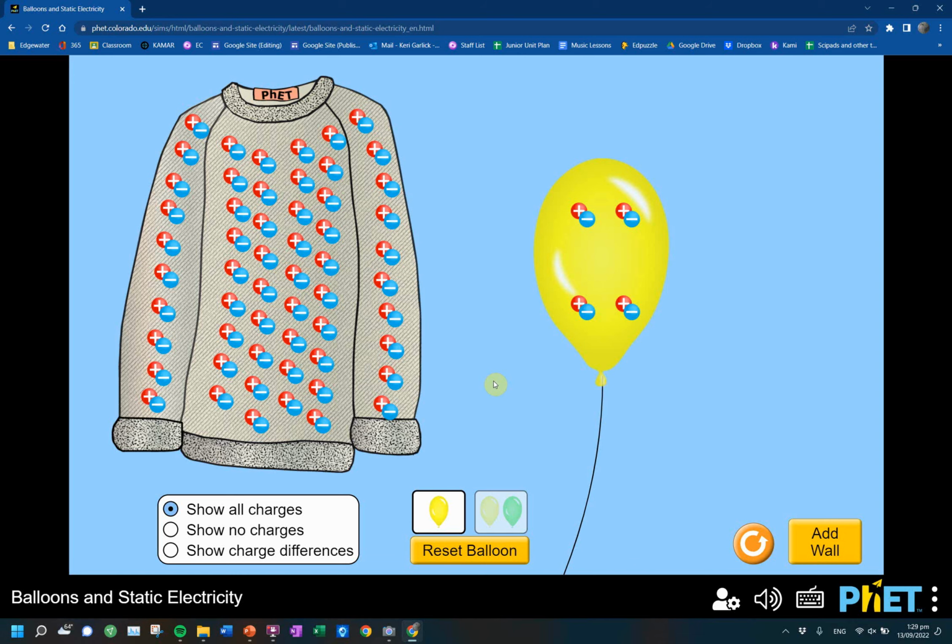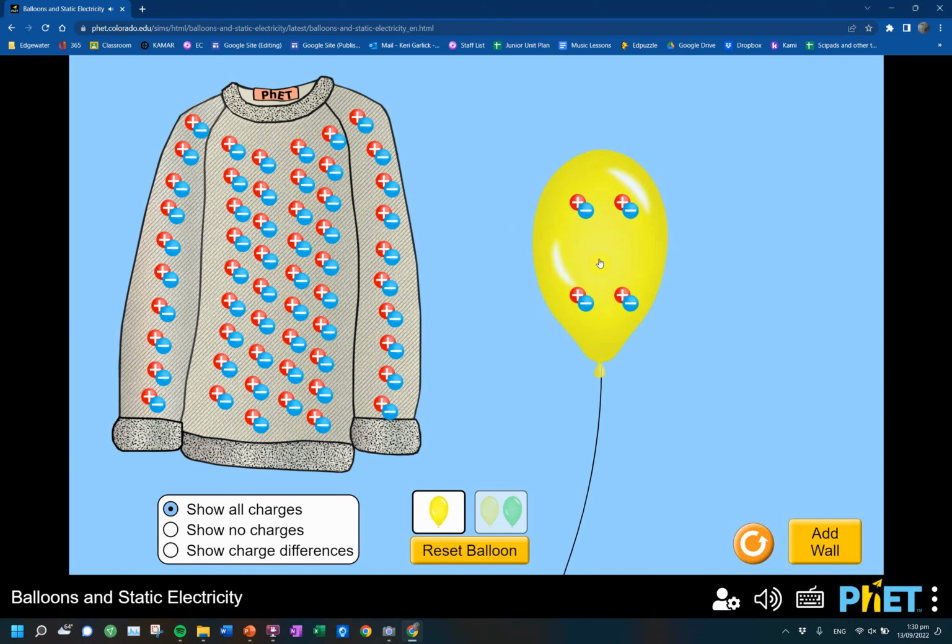All right. So looking at the sweater and the balloon, do they have an even charge for their objects? Yes. They do right now. They have the same number of positive and the same number of negative. When we look at each item, they all equal zero because it has the same number of protons, same number of electrons.